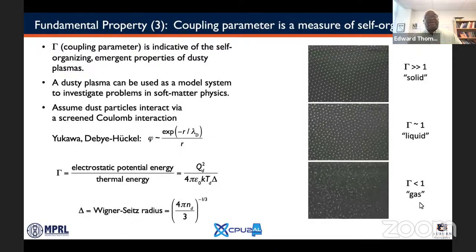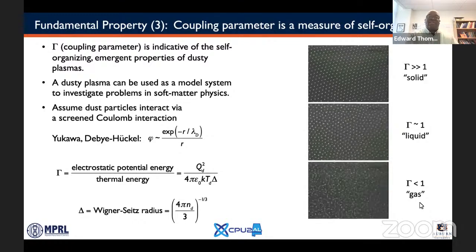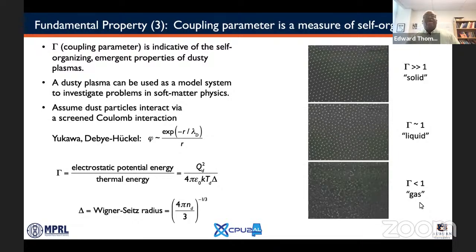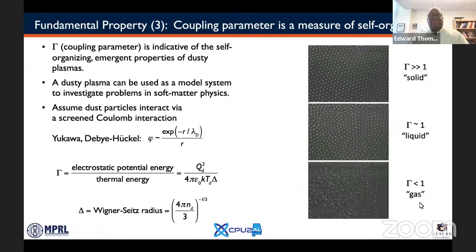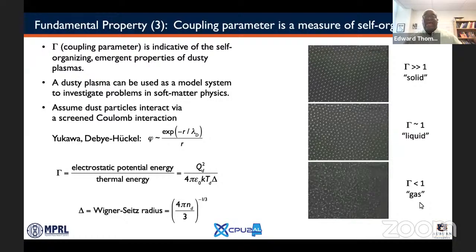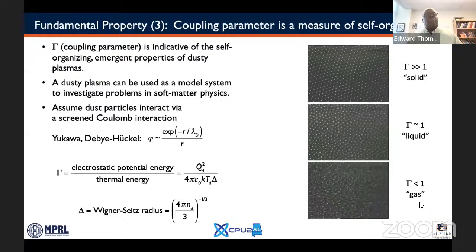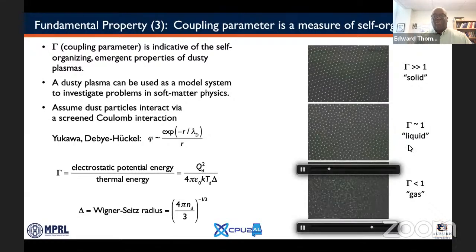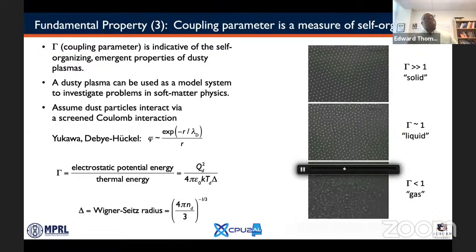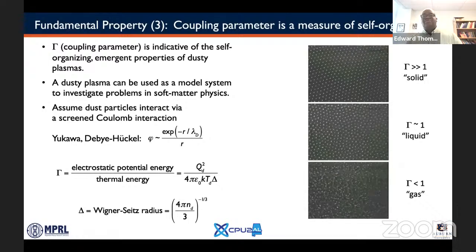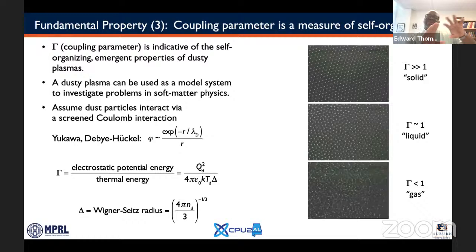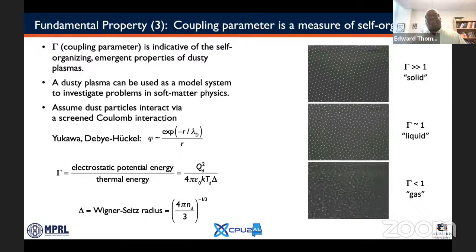This is not unique to dusty plasmas. Any system in which you can write down the gamma and it's less than 1, it will act gas-like. And then you can change the conditions in the dusty plasma experiment to make gamma roughly equal to 1. And in physical systems, when gamma is of order 1, you get the system behaving like a liquid. You can see the particles moving, but they're not moving very fast, and you can see sort of slow motion through the system.